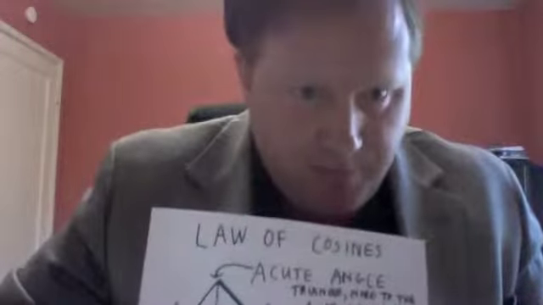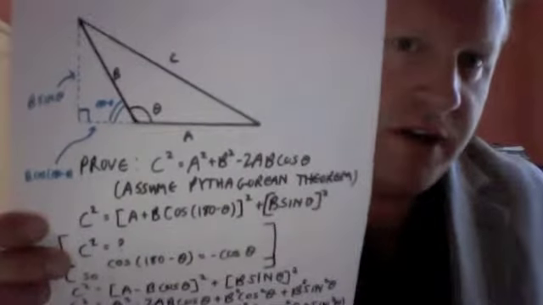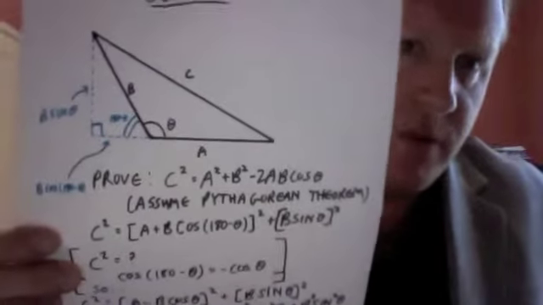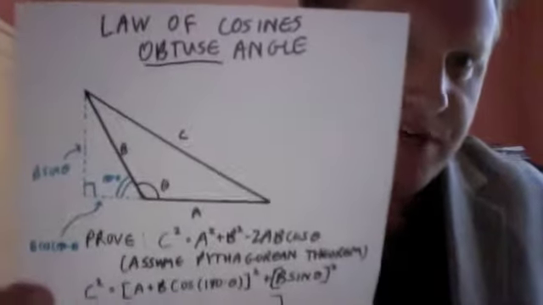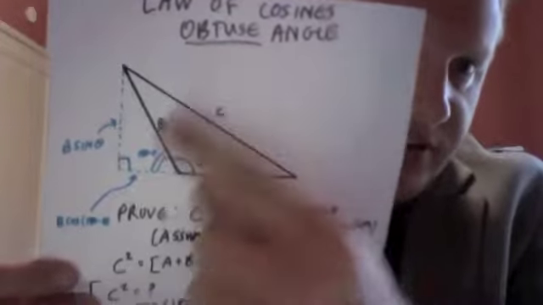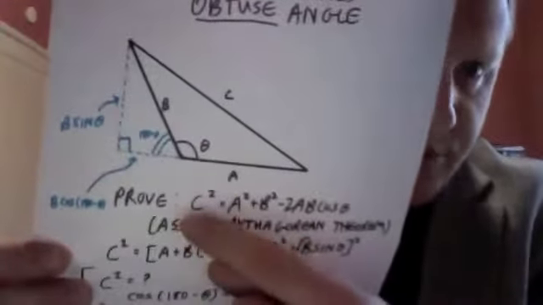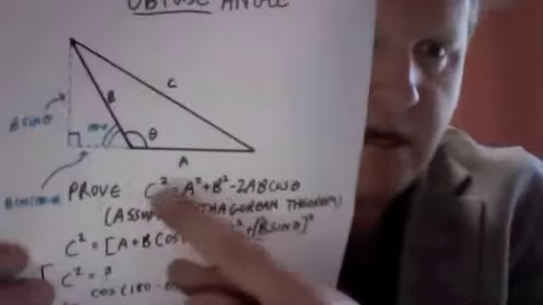Now, again, the Pythagorean theorem would be a specific case, okay? But we've already proven that in another video, so we're going to move on and prove the more general case of the law of cosines for acute and obtuse angles. Now we have an obtuse angle theta, and we're going to prove the very same law of cosines.